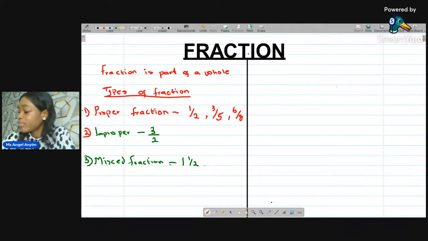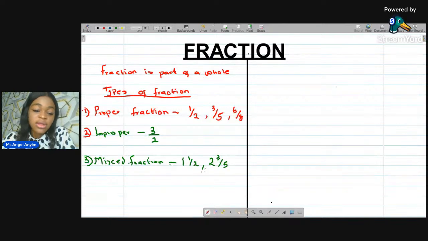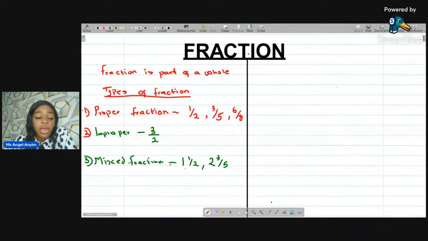Okay, so that's for mixed fraction. So you have a whole number and a proper fraction. So this is for mixed fraction. Then these are the three basic types of fractions that we have.